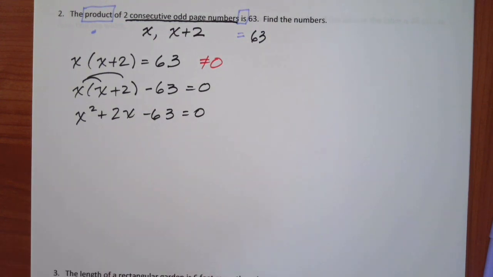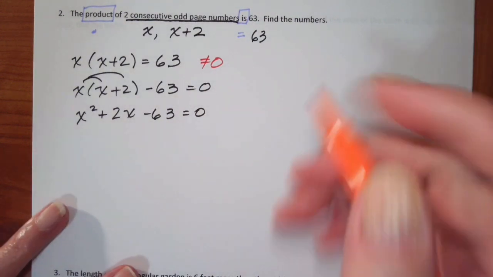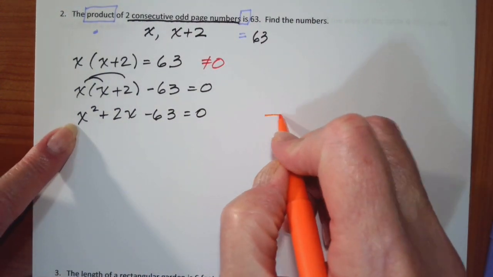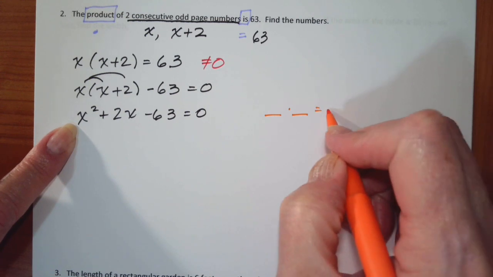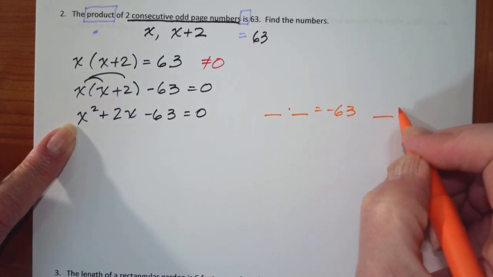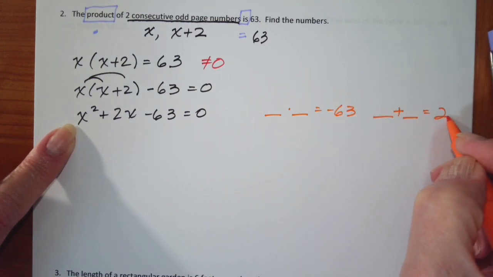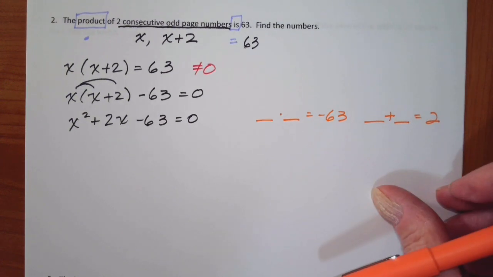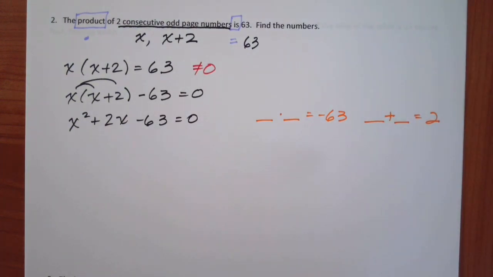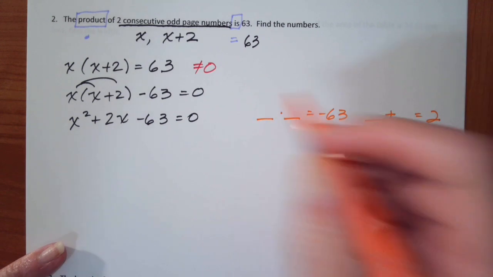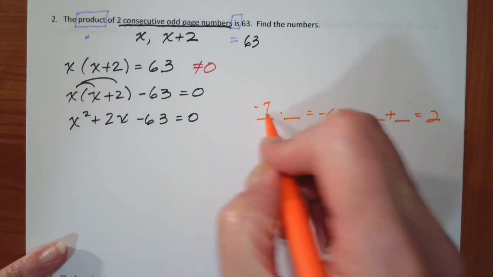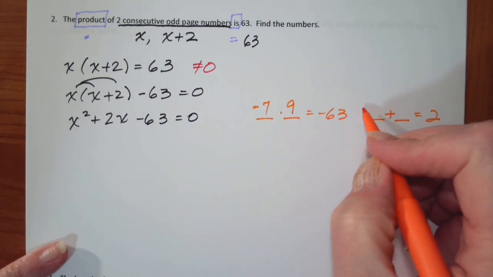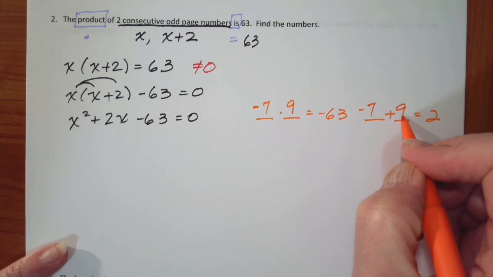Okay, look for the greatest common factor. There isn't one. So now, since the leading coefficient is 1, I'm going to look for two numbers whose product is negative 63. The sum is 2. Okay, now we've discussed the process, but since we're doing this on a video, I'm going to go ahead and tell you what they are. So they are negative 7 and positive 9. Negative 7 and positive 9.